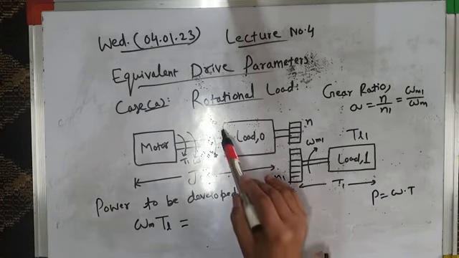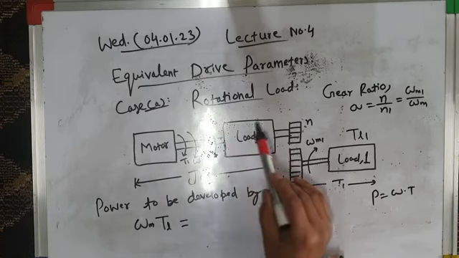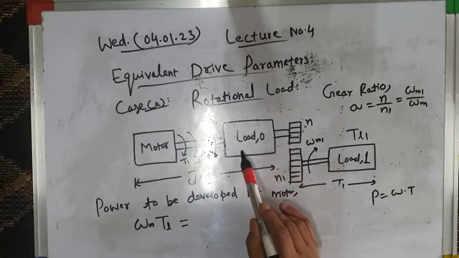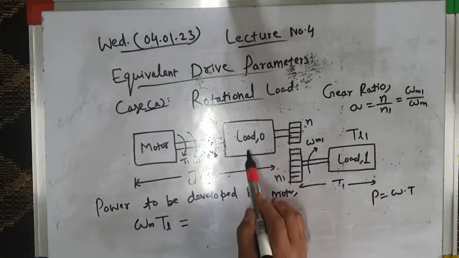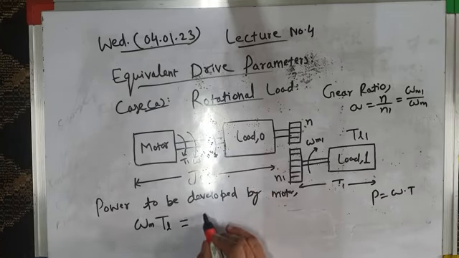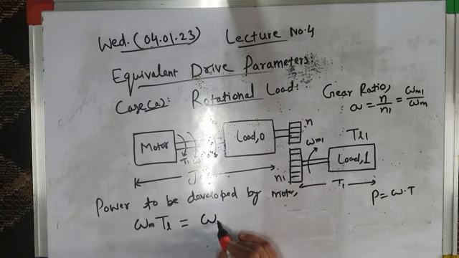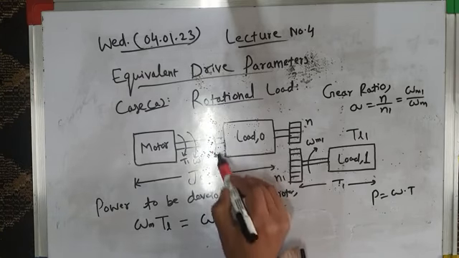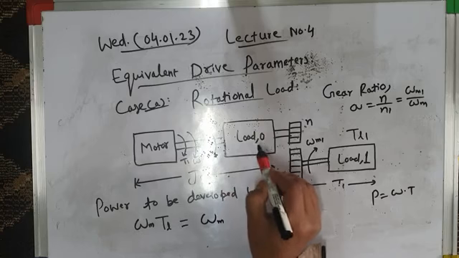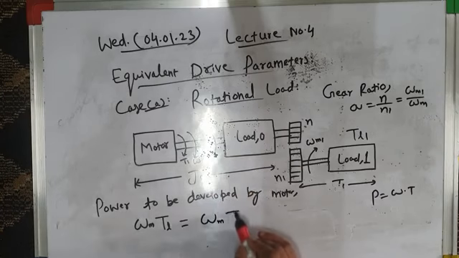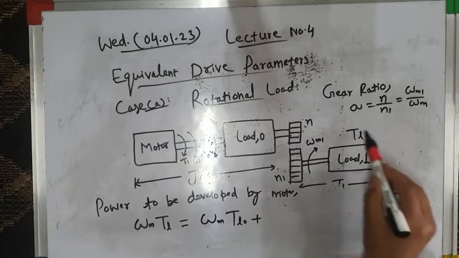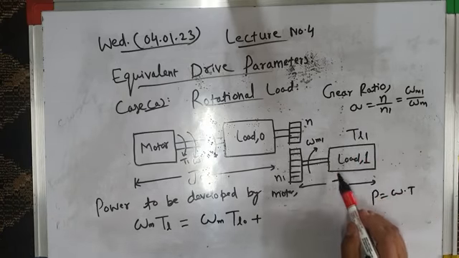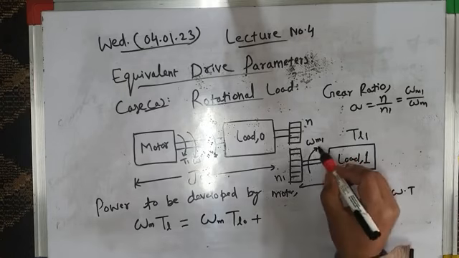Now this is equal to power required by load 0 plus power required by load 1. What is the power required by load 0? It is running at the same speed omega m, and the load torque of load 0 is TL naught. Plus, how much is the power required by load 1, so that it runs at speed omega m1.